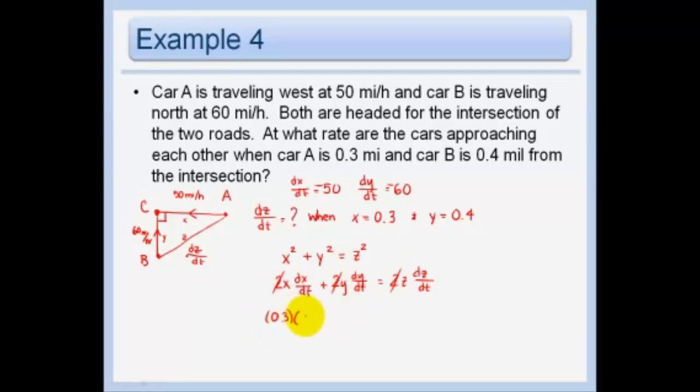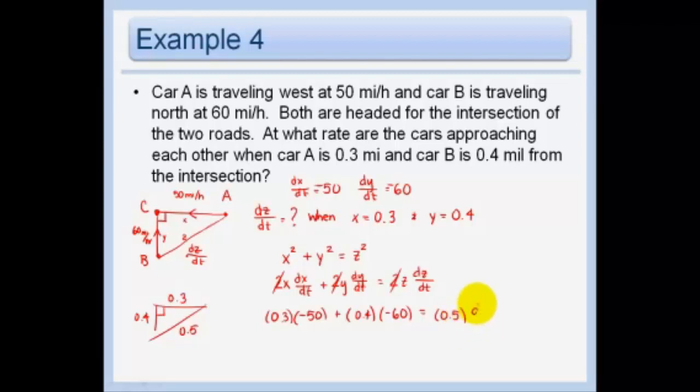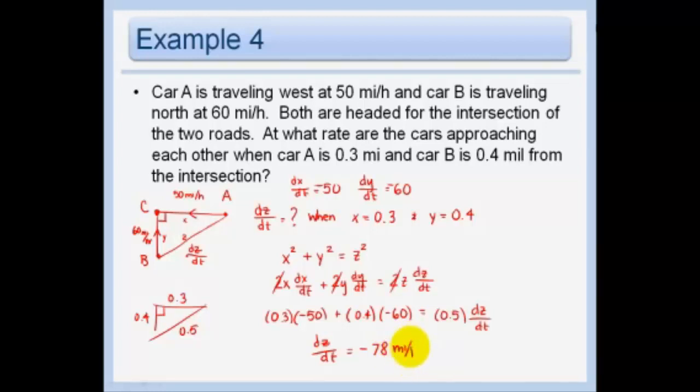0.3 times dx/dt, which was negative 50, plus 0.4 times dy/dt, which was negative 60, equals... do we know what our z is? Well, we're trying to find at the moment when x is 0.3, y is 0.4. Again, we have a 3, 4, 5. So we do know what z is, but we're trying to determine dz/dt. And if you do that problem, you will get negative 78 miles per hour.